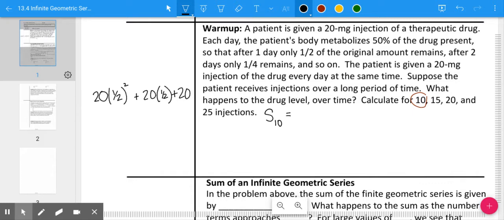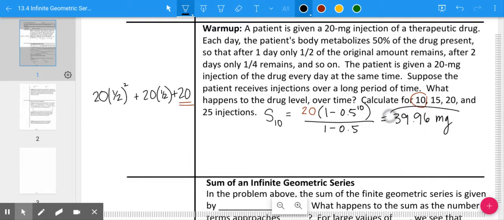So when I want to find the amount that's in the system at the 10th injection, I am adding up 10 terms in total. And my initial value is that first injection, which is 20. 1 minus my R value, which is a half or 0.5, however you want to write that, to the power of 10 because I'm looking at 10 injections in total. I'm looking at S sub 10 here. And this is all over 1 minus R, which again is a half or 0.5. And we did this last class and we simplified this down and we got 39.96 milligrams.